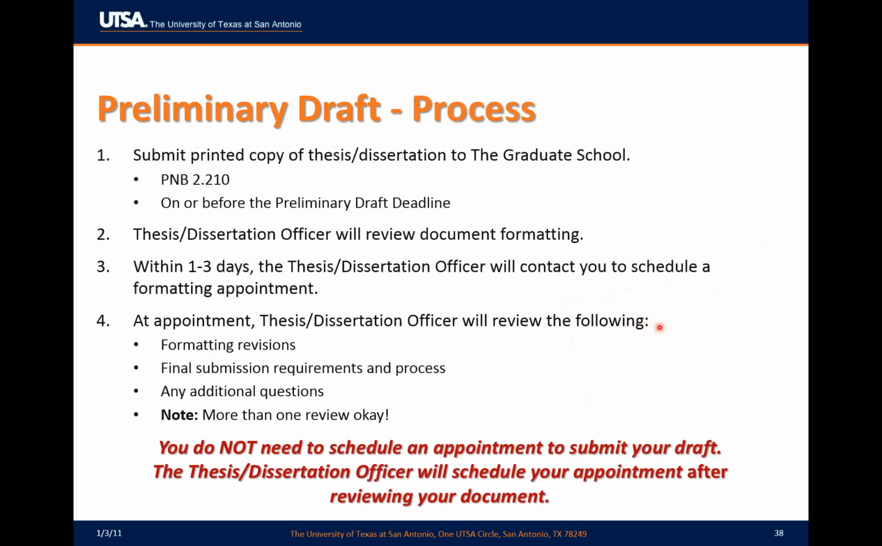So here's the process for turning in your preliminary draft. It's very easy. Like I said on the previous slide, you're submitting your copy to the graduate school in the Plaza Norte building, room 2.210, on or any time before the preliminary draft deadline in your graduating semester. You don't have to wait until the deadline. For example, if you're ready to go a month or two before that deadline, go ahead and turn it in and we will check your formatting.